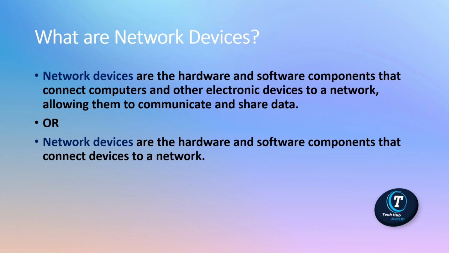Hardware devices include routers, switches, and hubs. Software devices include things like firewalls or network management tools. Network devices are like messengers that carry information from one device to another safely and correctly.